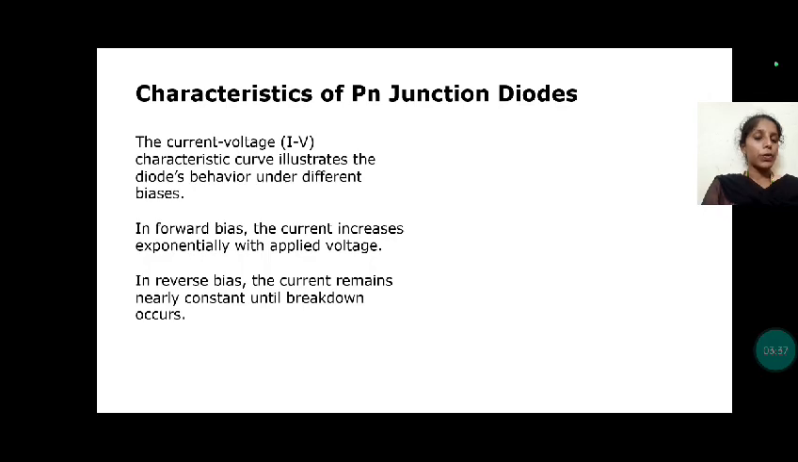Characteristics of PN junction diode. The current-voltage (VI) characteristics curve illustrates the diode behavior under different bias. In forward bias, the current increases exponentially with applied voltage. In reverse bias, the current remains nearly constant until breakdown occurs.